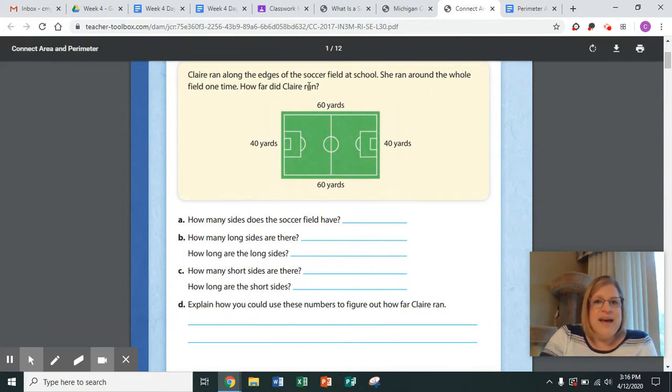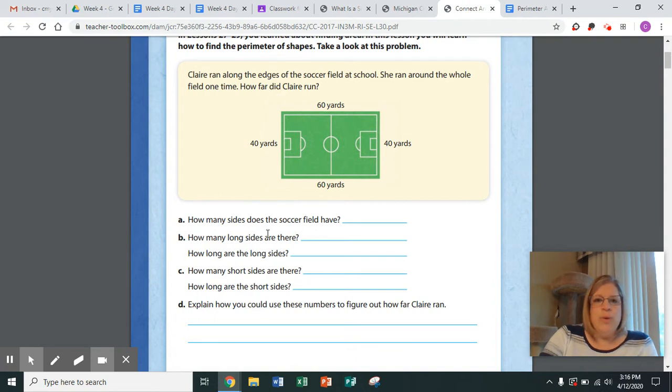Claire ran along the edges of the soccer field at school. She ran around the whole field one time. How far did Claire run? Okay, so let me get my tool here. And are you ready? We're going to fill this in together. I'm going to switch and use blue today.